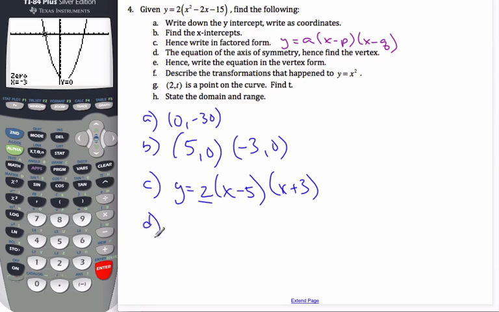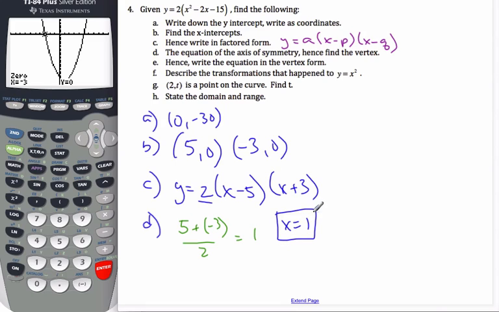D then says, write the equation of the axis of symmetry and find the vertex. Well, right here in the middle is where the axis of symmetry is going to be. And that's going to be halfway between the x-intercepts. So if I take my x-intercept 5, add it to my x-intercept of negative 3, and divide it by 2, that will find me the middle. And so when I do that, 5 minus 3 is 2, I get 1. So it says here at 1 is the axis of symmetry. And so I can say x = 1 is the axis of symmetry.